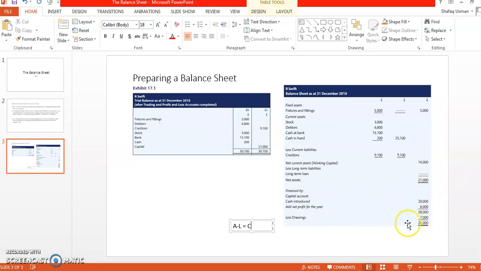This information has been given here. Okay, so capital was 20,000. Cash introduced more was 8,000. So total capital became 28,000. Minus drawings 7,000. When the owner takes out the money from the business, we call it drawings. Drawings reduce capital. Hence, subtract drawings, and the remaining answer is 29,000. So your balance sheet balances. Asset side equals capital side.